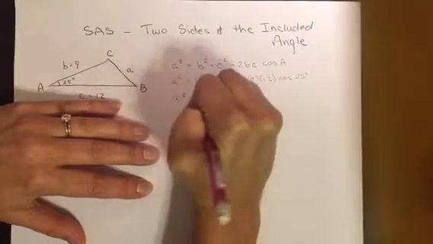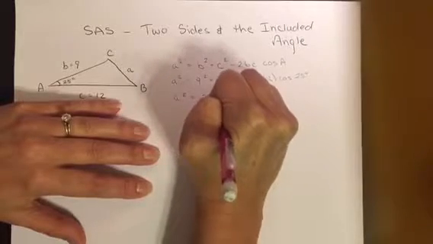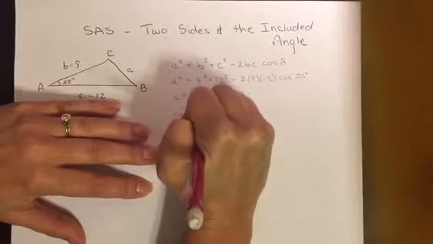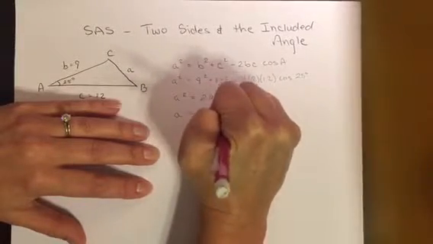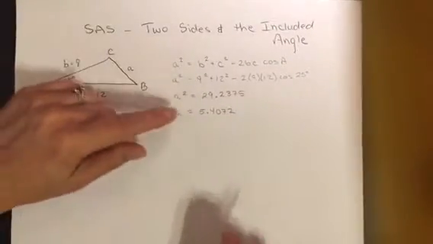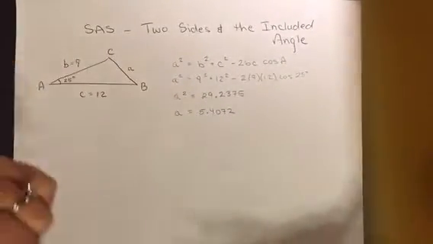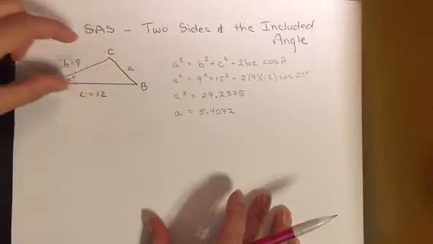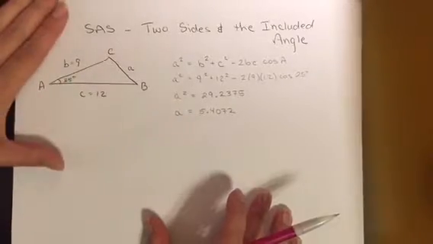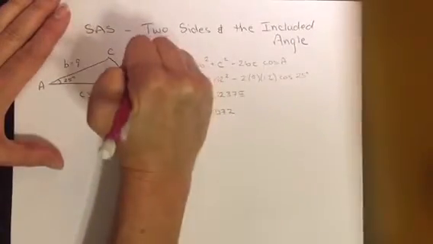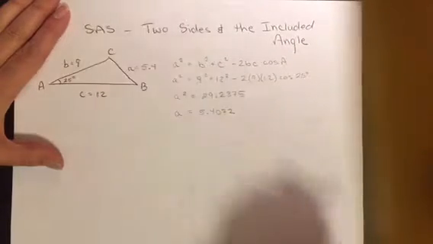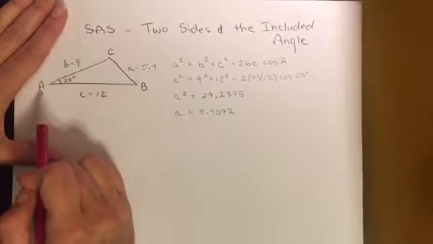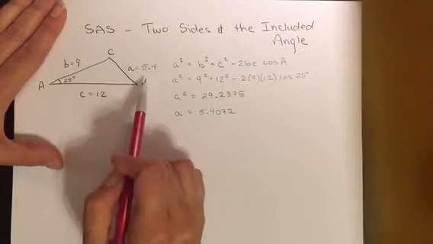And so a squared equals about 29.2375, which then means a equals 5.4072. And it bears mentioning here that usually when we take the root, it's plus or minus, but in this case we're talking about a distance, and we're going to use just the positive number. So a equals 5.4.